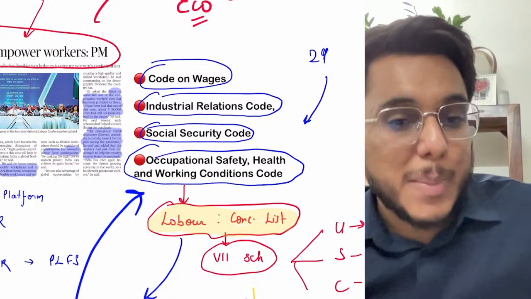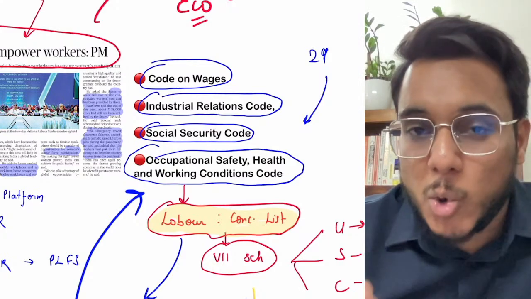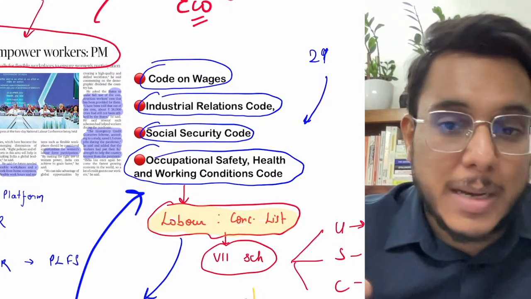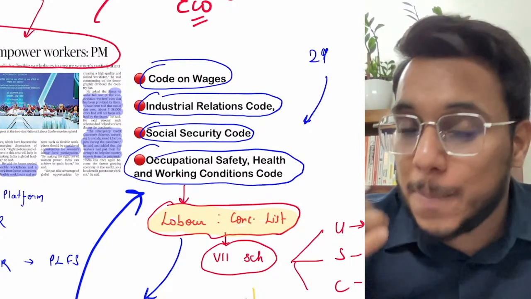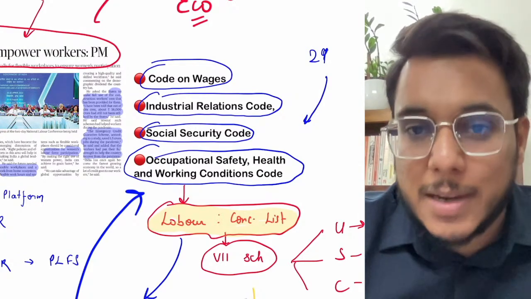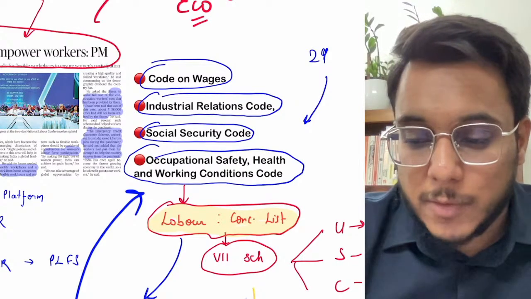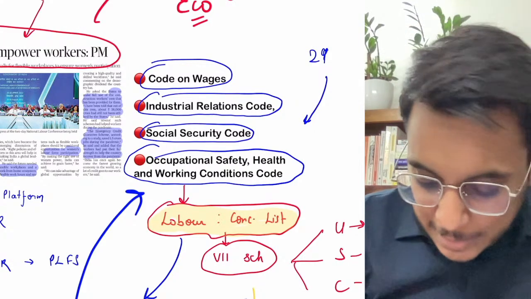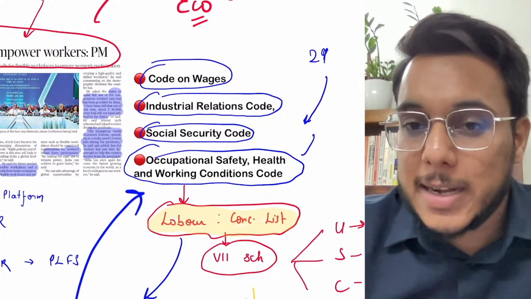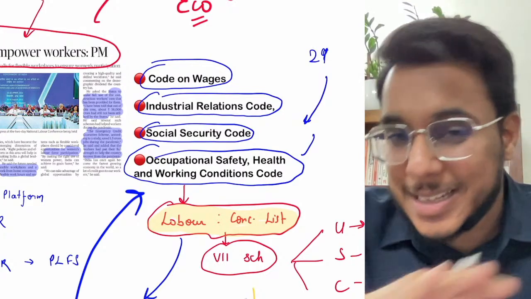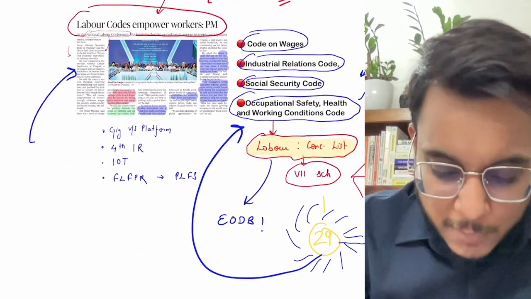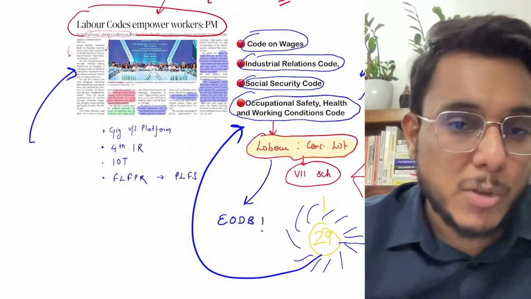The code on wages talks about the minimum wages that can be given. The industrial relations code talks about the relation between the employer and employee, strikes, when strikes can be made, when they cannot be made. Social security, for example, insurance, if pension is to be given, if provident fund is to be given, what will be the conditions of all those things, has been provided. The fourth is the occupational safety, health and working conditions code. While they are working in the industry, their health, their safety, their working conditions, all these things are being provided. So basically, in the National Labour Conference, the Prime Minister has mentioned the 4 labor codes.